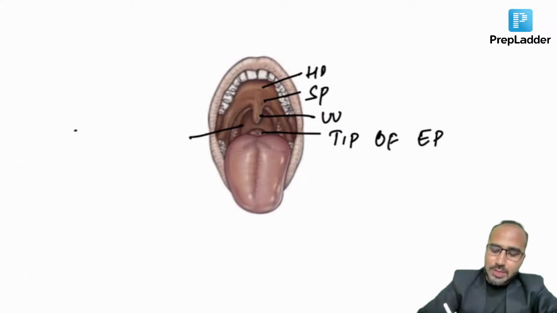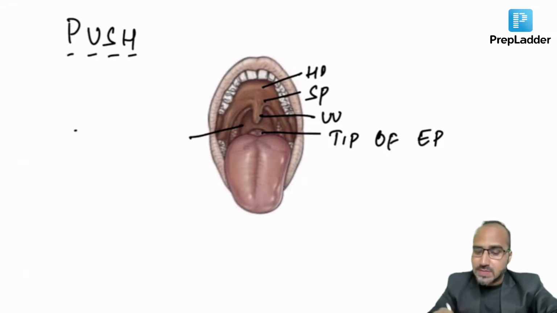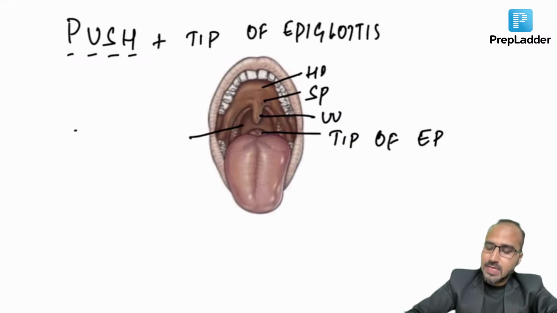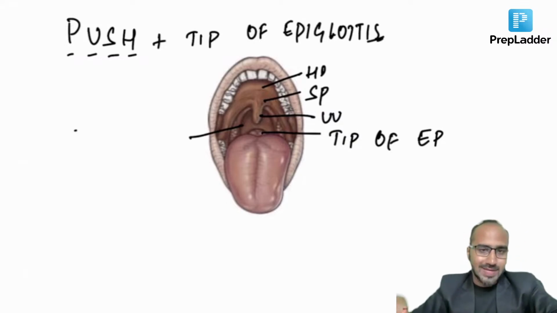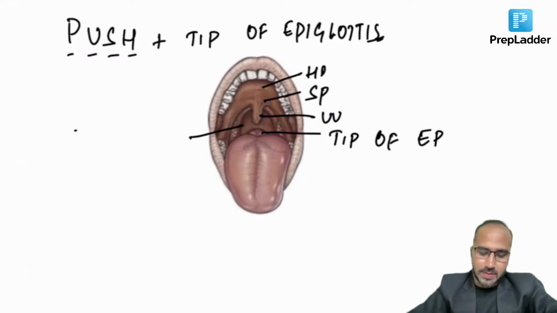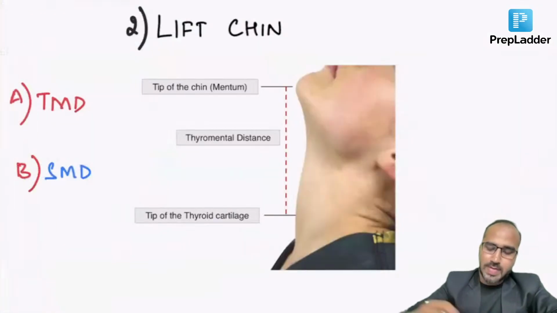Basically you need to understand, with all the structures of class 1, if you are able to see the tip of the epiglottis, then it is class 0. This indicates the patient is having a very easy airway. Okay. Now, guys, look over here.